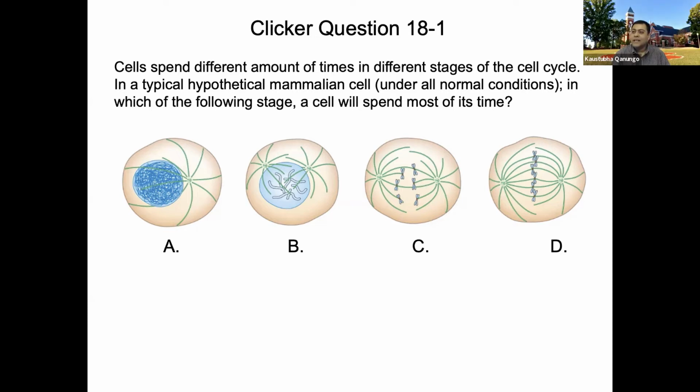So cells spend different amounts of time in different stages of the cell cycle. In a typical hypothetical mammalian cell, under all normal conditions, in which of the following stages will a cell spend most of the time? So you have to visually understand the different stages and assume from the previous slide where it should spend the most.